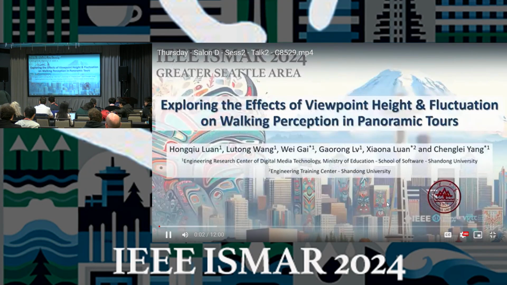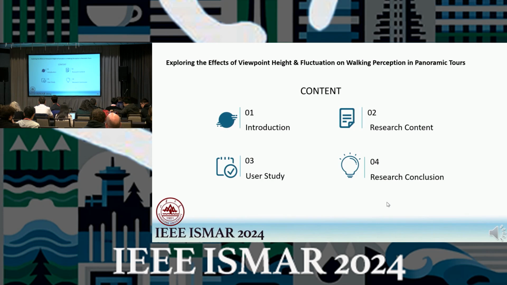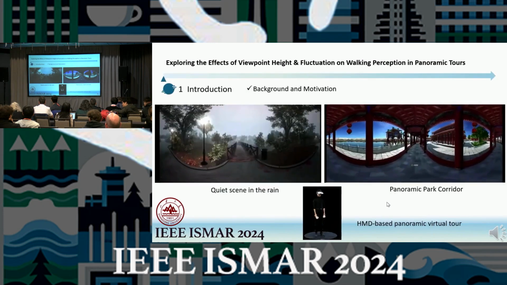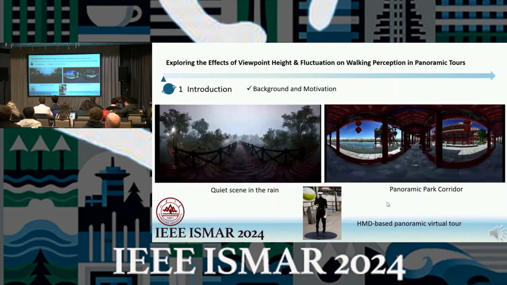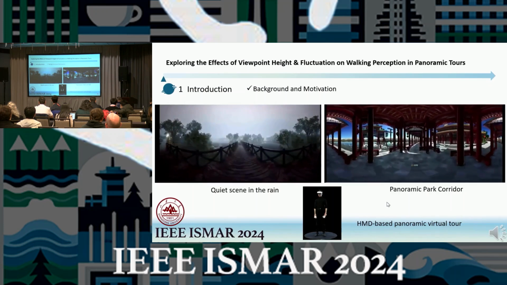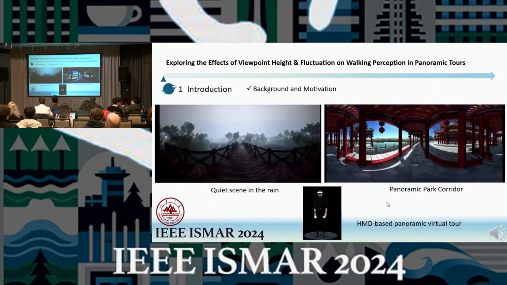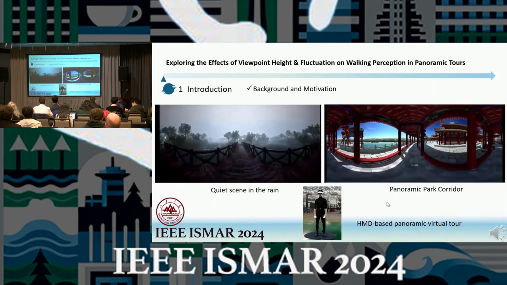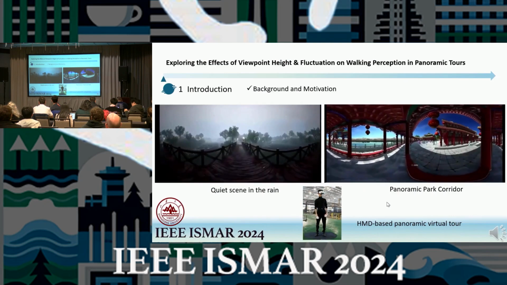Everyone, I would like to share with you some of our research progress on exploring the effects of viewpoint height and fluctuation on walking perception in panoramic tours. My presentation consists of 4 parts. First, I will introduce the background of this study. As an emerging media, panorama provides opportunities for panoramic virtual roaming of real environments. By shooting panoramic video and wearing VR equipment, users can experience a realistic reproduction of the scenery. But in order to realize a real sense of roaming experience, we also need to consider the viewpoint height and viewpoint fluctuation problem in panoramic virtual scenes.